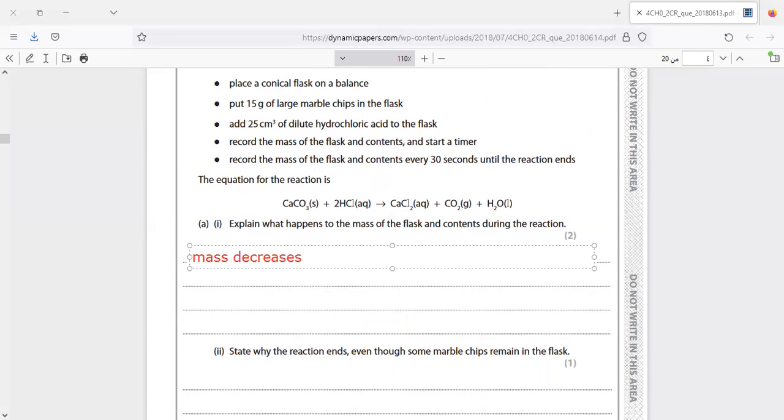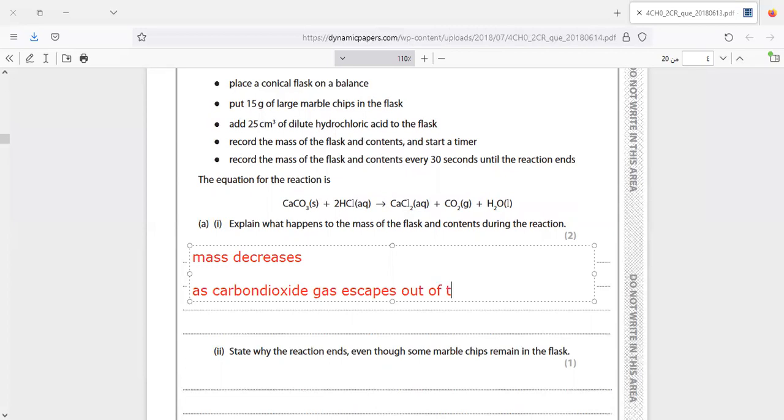You have to explain why the mass decreases. Mass will decrease as carbon dioxide gas escapes out of the flask.